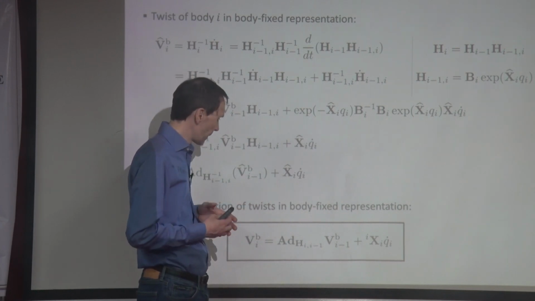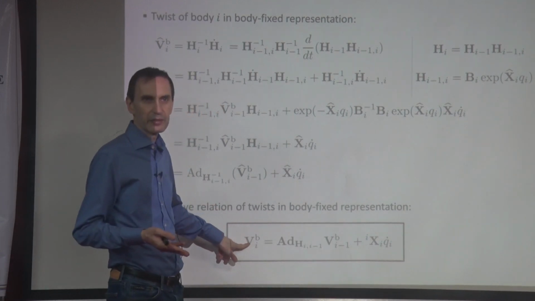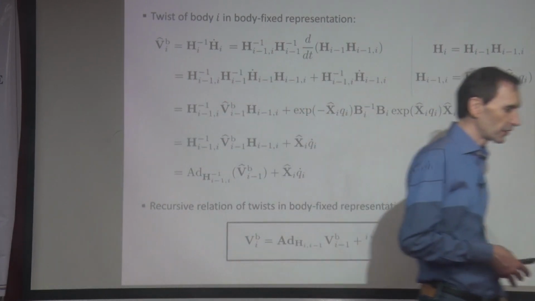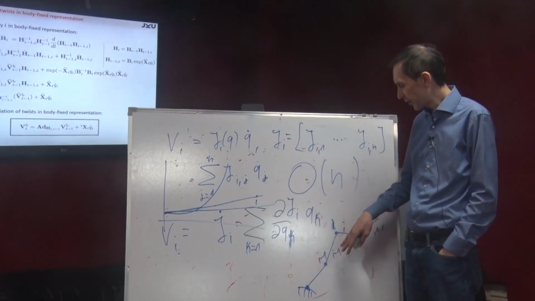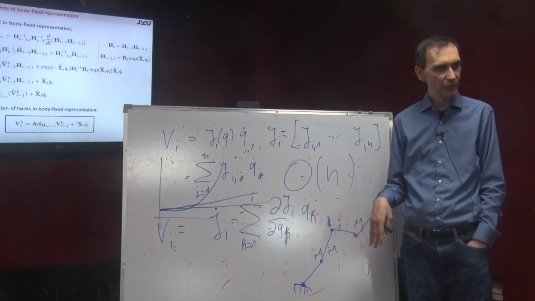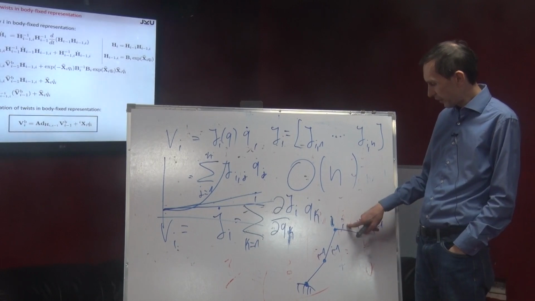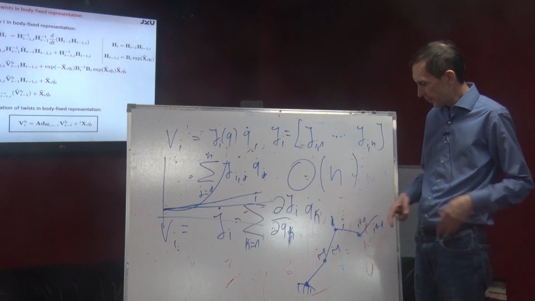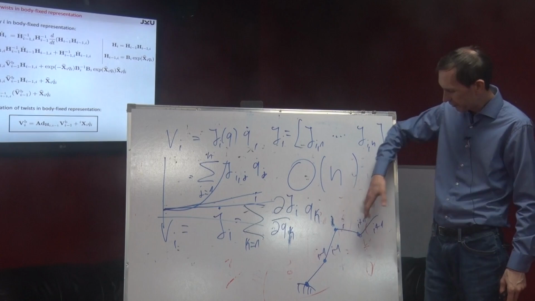So what does it mean here? This is supposed to be, again, the twist of body I, right? So what is the twist of body I? How do we get it, in terms of the twist of the preceding bodies, as well as the joint that is connecting it to the preceding bodies? This is body I, right? Let's say that the whole thing is somehow moving, whatever it does. Each of the joints does something.